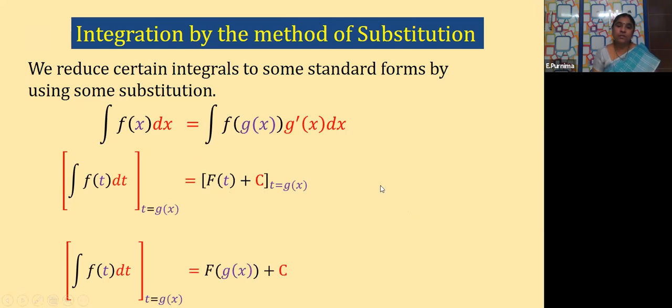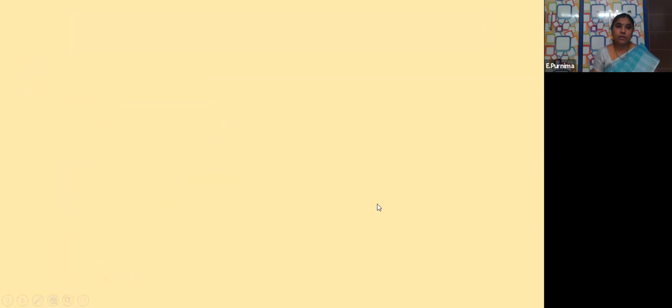So it will be more clear to you children if you see the sums. So let us see one sum here. Evaluate x by 1 plus x square into dx, where x belongs to R. So what is the question here? Evaluate x by 1 plus x square into dx.